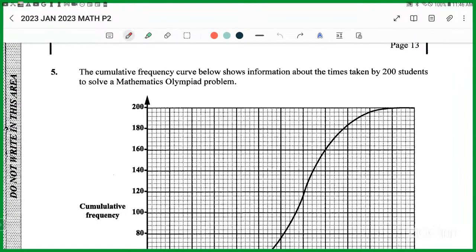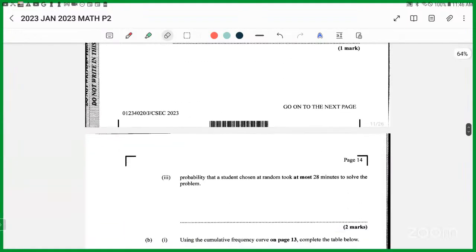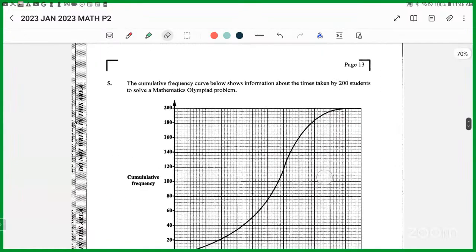Starting with the one on the screen, which is the January 2023 paper 2. All right, and this is number 5, Statistics on your exam paper. It's going to be number 5. All right, so let's go.